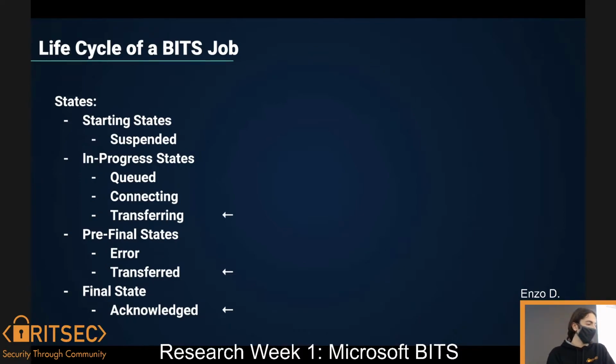These are important. Pre-final states, so right before complete, there's error and there's transferred. Error obviously means something went wrong, not ideal, might try again. And transferred might mean that the file was downloaded or uploaded, but the job isn't complete yet. So in order for the job to be complete, the BITS job must enter the acknowledged state, which is basically like you send job complete to the BITS interface. I'll go into that later too.